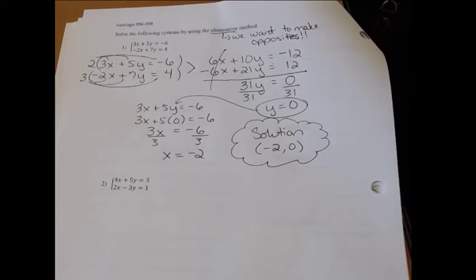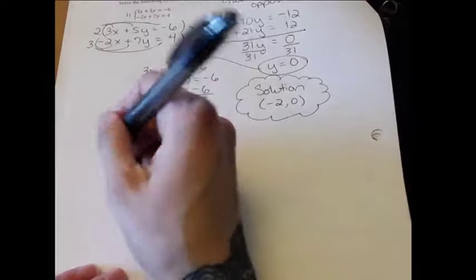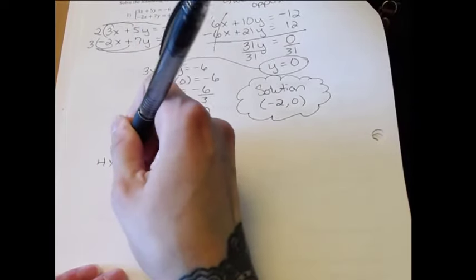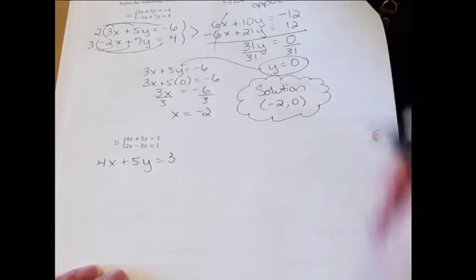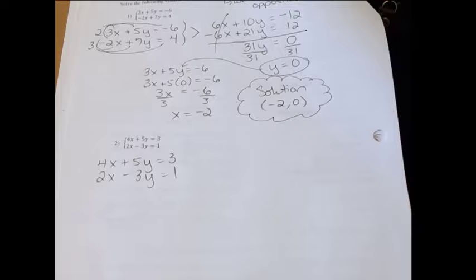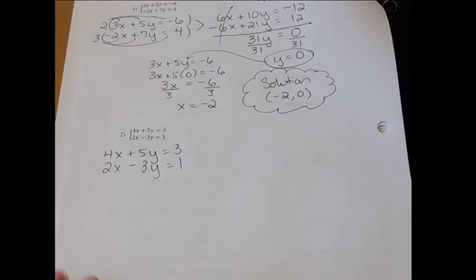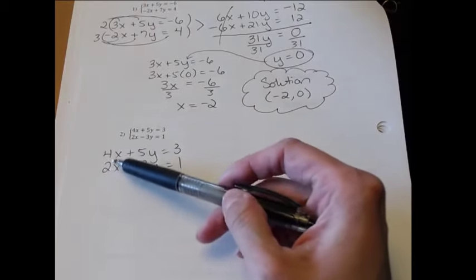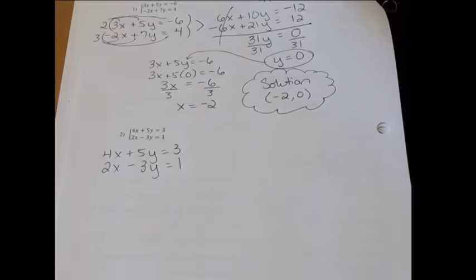Let's do it again. For our second problem, we have 4x plus 5y is equal to 3. And we have 2x minus 3y is equal to 1. Okay, let's have this conversation again. If I look at my x terms, I have a 4x and a 2x. Well, the cool thing about this is that a common multiple of 4 and 2 is 8, but even smaller is 4.